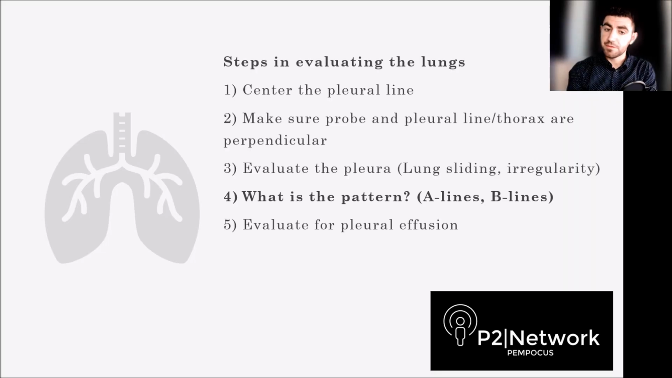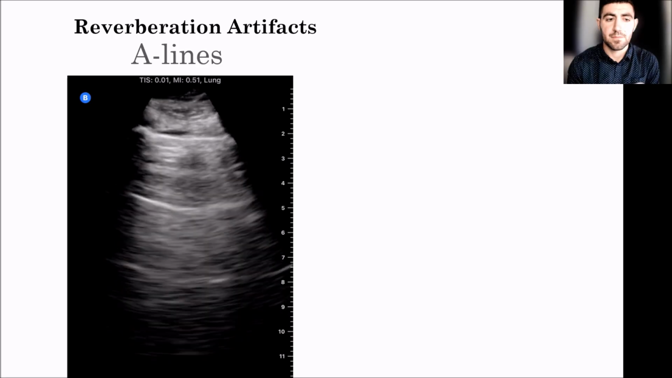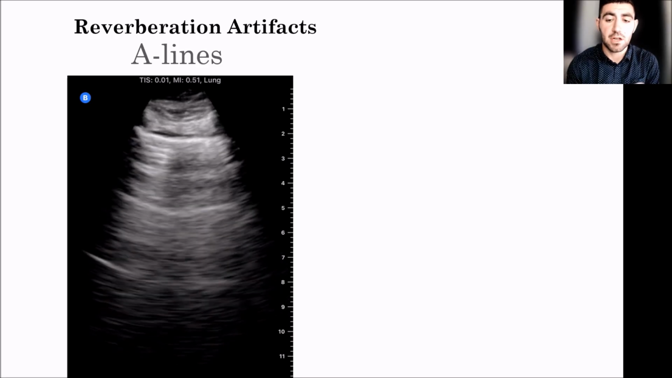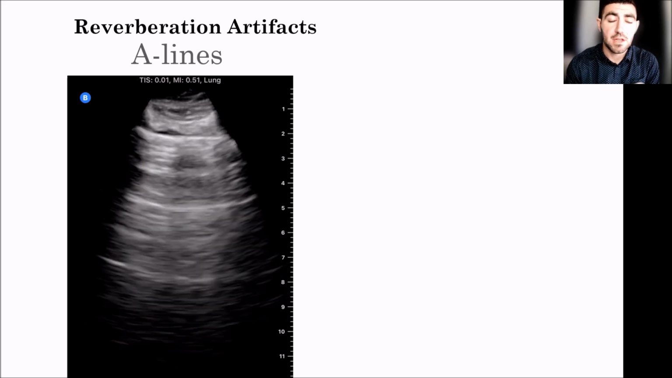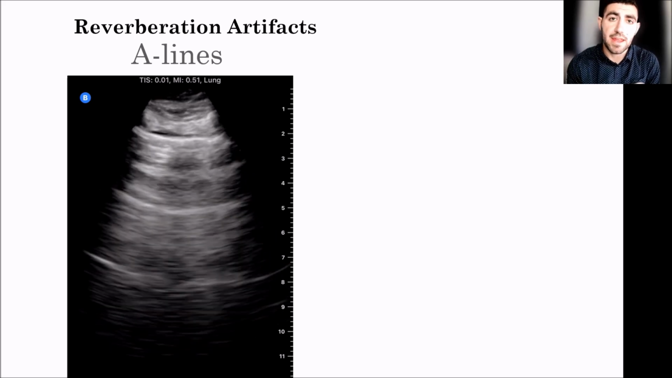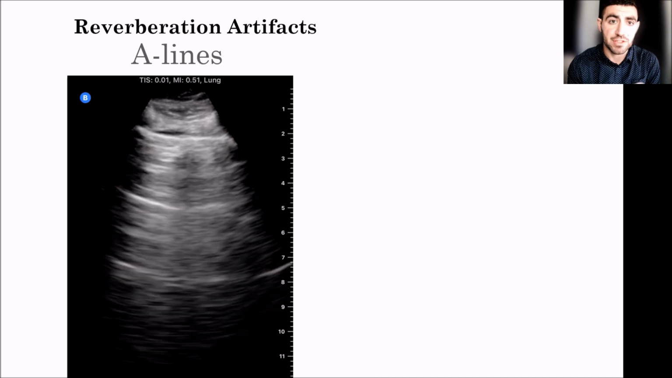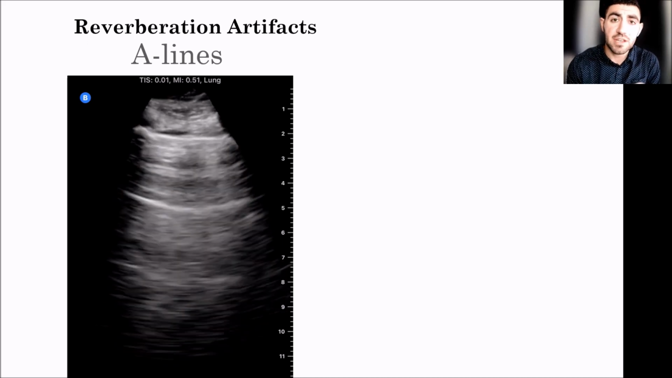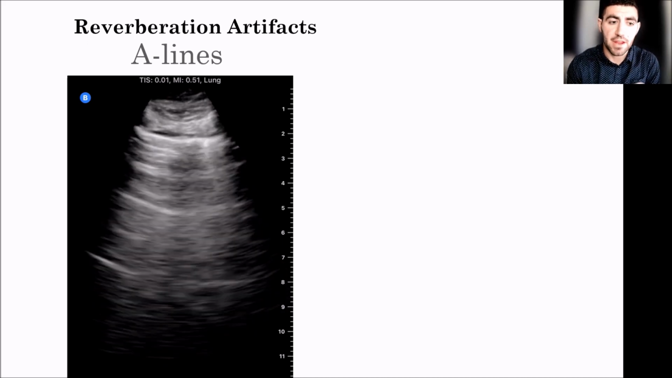All right, so we've evaluated the pleura. Let's talk about the pattern now. And I find that for early learners, this seems to be the most complicated and difficult to understand. So let me break it down for you. The pattern of lung artifacts is very important. So remember, the lung is filled with air, and air is the enemy of ultrasound. So ultrasound waves really are just going to bounce off air-filled structures.